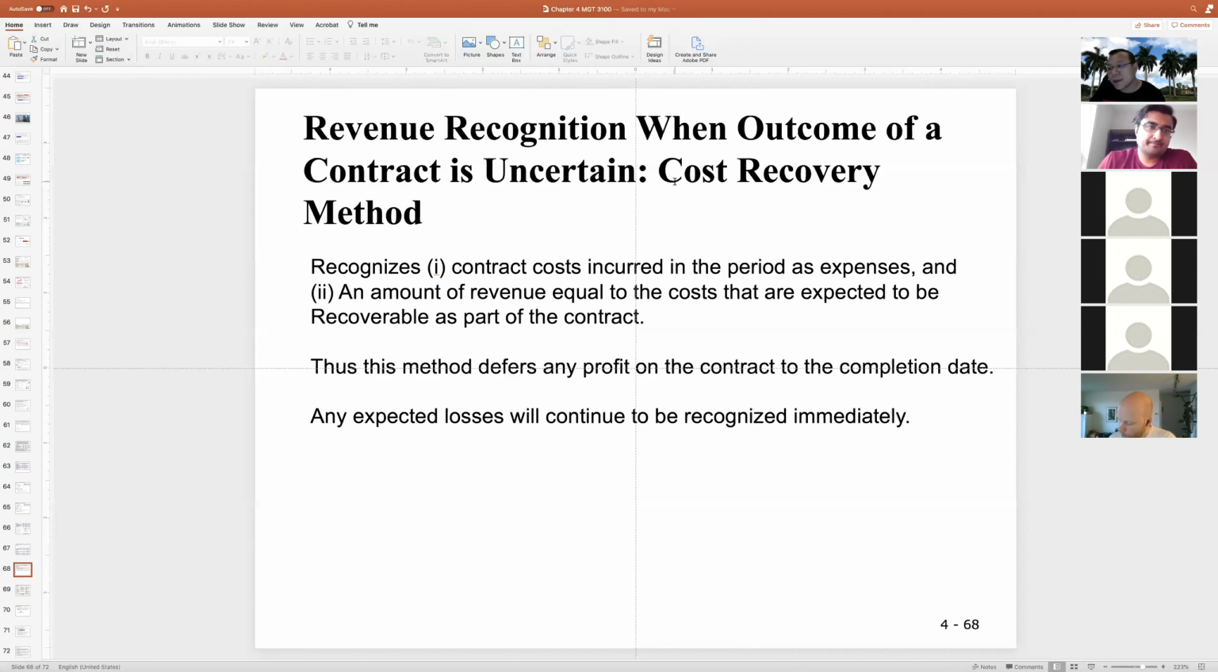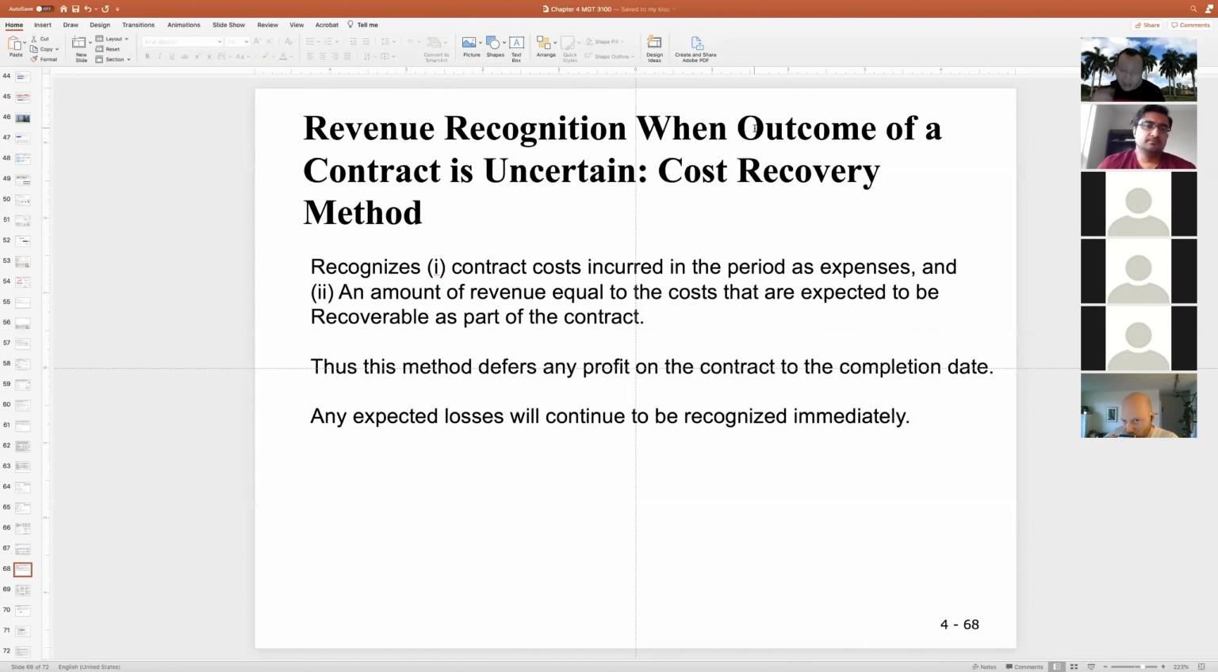So for example, if you are under IFRS, you are using the IFRS approach. If the outcome of the contract is uncertain, you don't know for sure if it's going to be a profitable or a loss, onerous contract, then in this case you can use the cost recovery method.